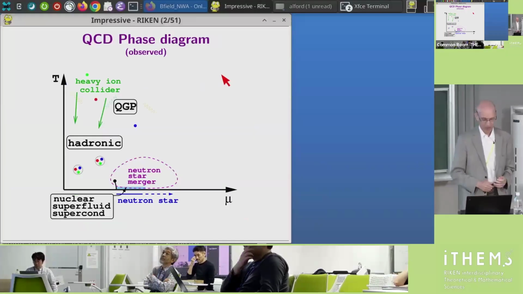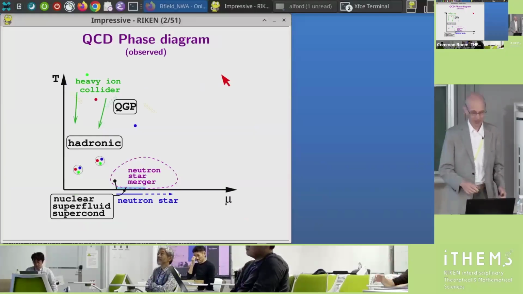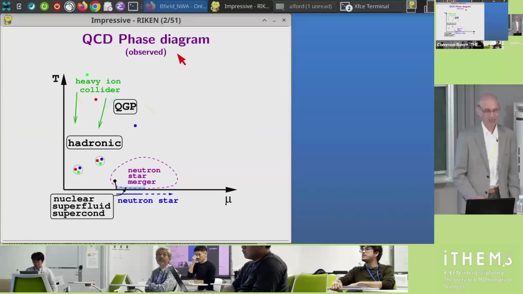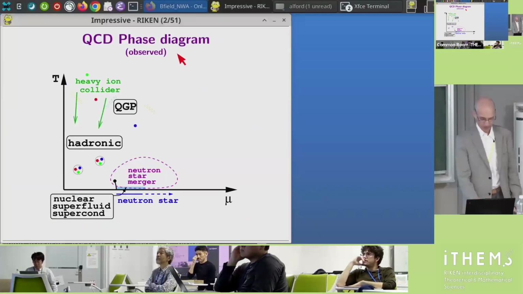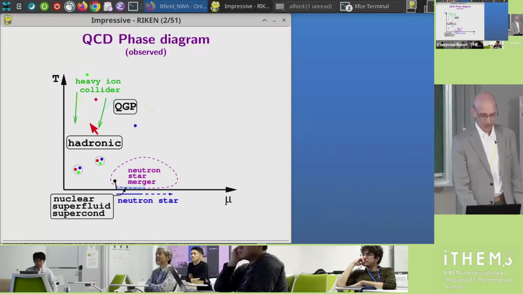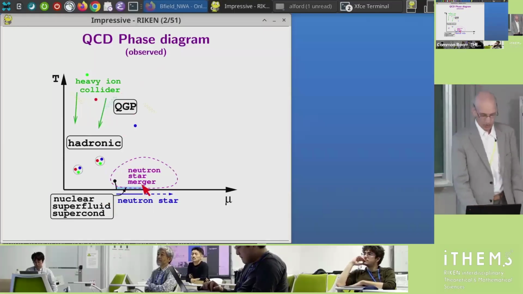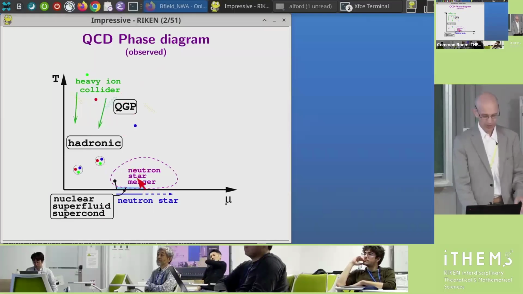As I mentioned before in earlier talks, the observed phase diagram of QCD is a bit sparse. We have done heavy ion collisions, and we see the hadronic phase crossing over to the quark-gluon plasma phase. We have neutron stars where we can see a nuclear superfluid and a superconductor. And the new arrival on this scene is neutron star mergers, which we hope will give us insight into warmer forms of matter at nuclear density and above.